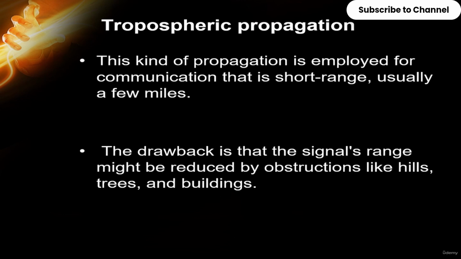Then tropospheric propagation. Tropospheric propagation is employed for short range, within very few miles. There can be a line of sight between the transmitter and the receiver for the radio waves to move in a straight line, communication which depends on the signal over small distances. And this is the advantage of the communication. But the drawback is the signal's range might be reduced by buildings and trees, which we already saw for line of sight propagation.